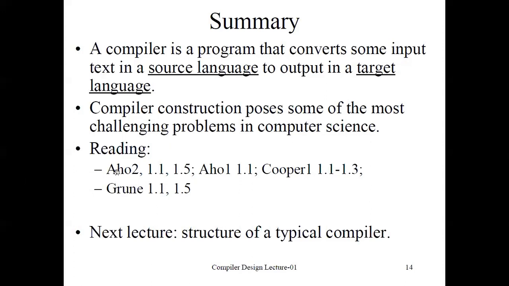Here Aho 2 means the first prescribed book, second edition, sections 1.1 to 1.5, and in the first edition, 1.1. Then Cooper is another book, 1.1 to 1.3. Then Grune, 1.1 to 1.5. These are the references. You can follow our prescribed main book Aho 2. That's enough. If you want any additional information further, you can refer to these also.